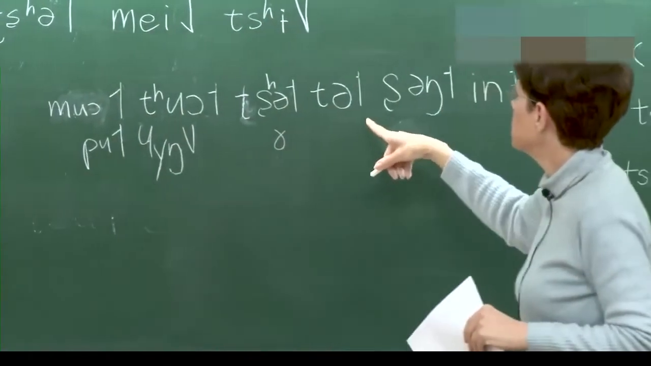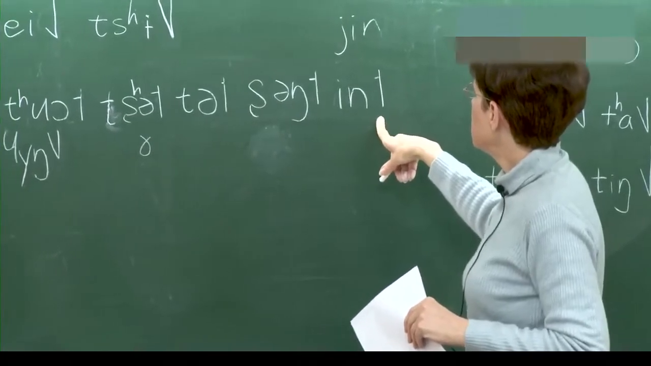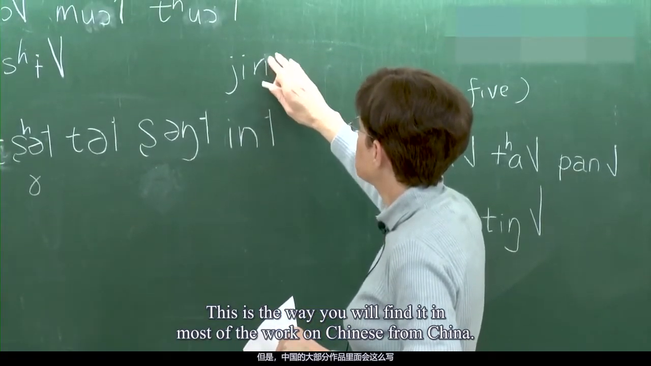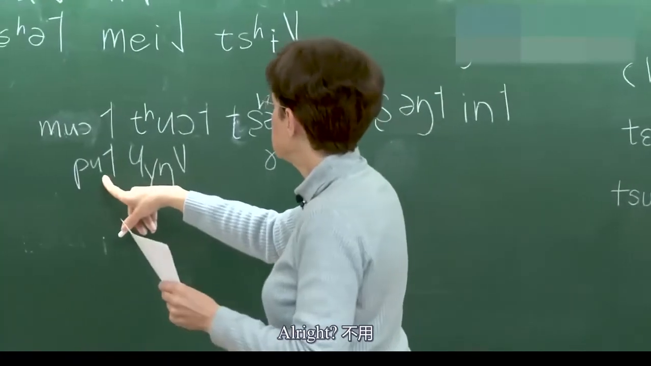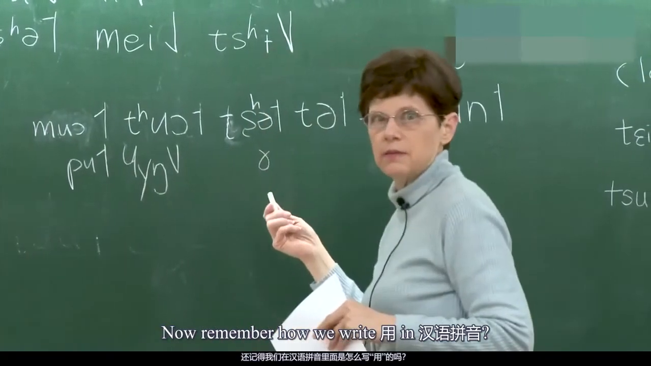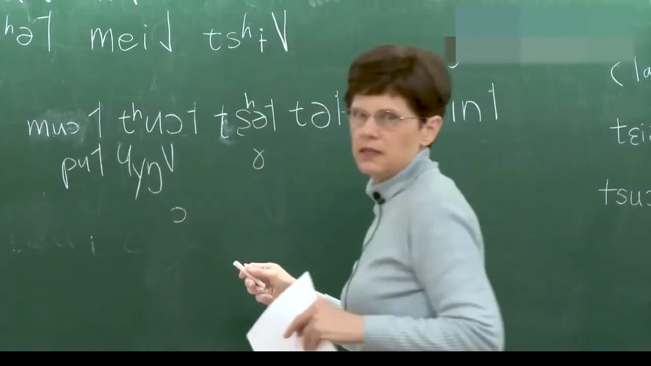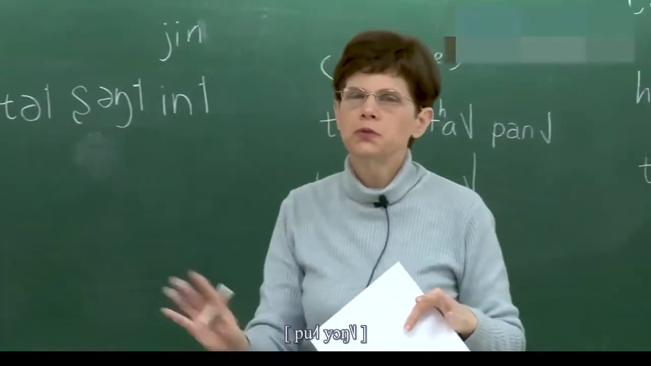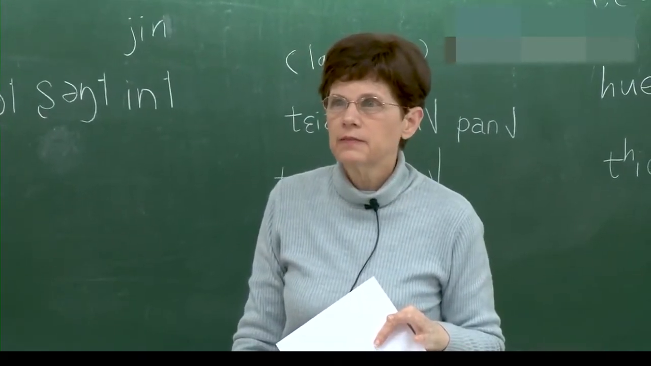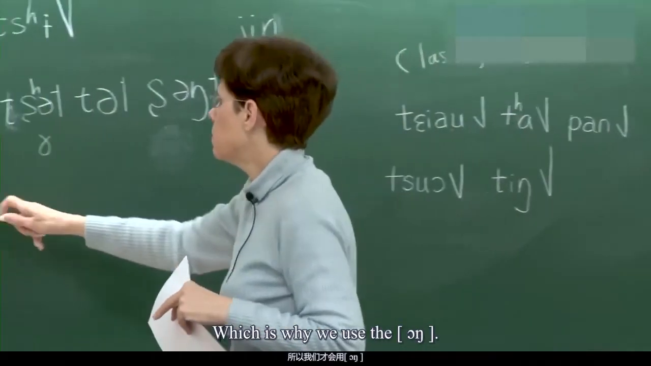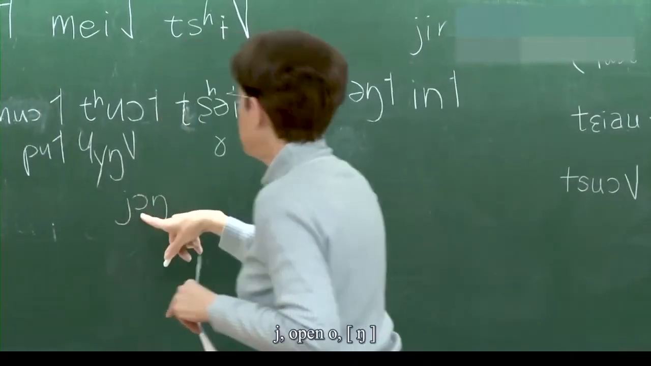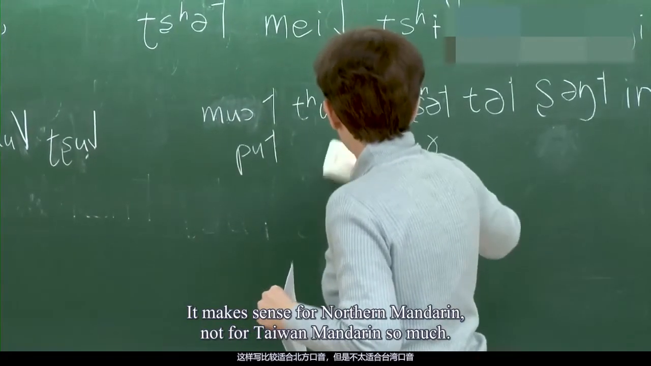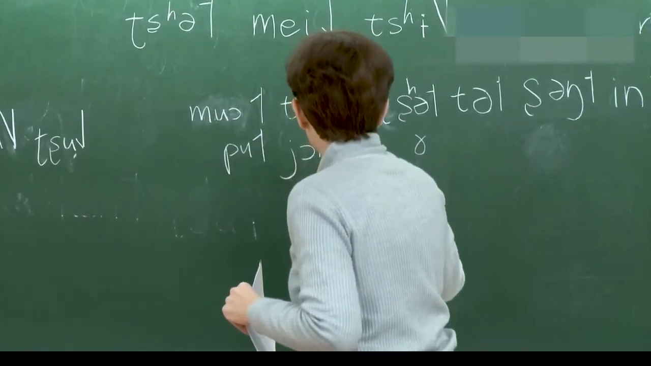摩托车的声音. All right, here, in is one way for E. We've been mostly doing it this way. This is the way you'll find it in most of the work on Chinese from China. All right? 不用. Now remember how we write 用 in Hanyu Pinyin? We use an O sound. The reason they use ü is because in Beijing they say 不用. How does that sound to your ears? Doesn't sound natural for Taiwan, which is why we use the ong. J, open O, ng. That's what we use here. We don't use yung at all. It makes sense for Northern Mandarin, not for Taiwan Mandarin so much. 不用. Okay?